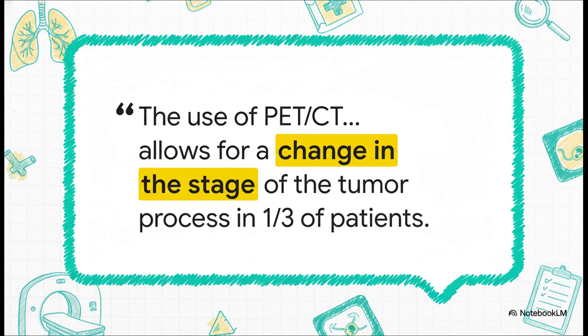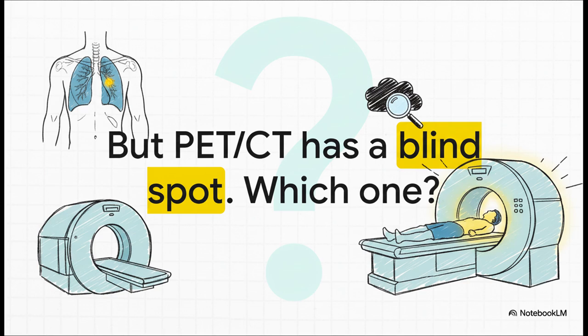The clinical guidelines actually say that using PET-CT changes the stage of the cancer in about 1/3 of all patients. Think about that. For 1 in 3 people, this scan completely alters their treatment plan. It can be the difference between heading for a surgery that won't work and getting the systemic therapy they actually need. It's huge. But for all its power, PET-CT has a blind spot.